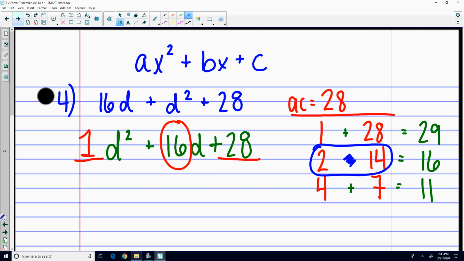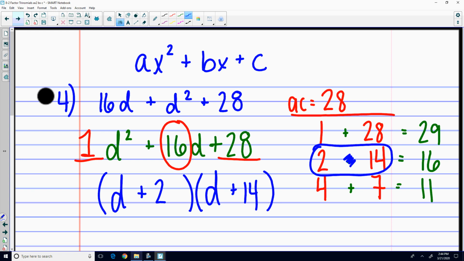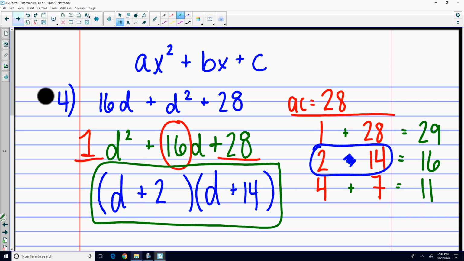So I just write my binomials. This time I use D in my problem, not X. It doesn't matter in my order. I can do 2 or 14 first, but since I wrote 2, I'm going to do D plus 2 because it was positive 2, and D plus 14 because it was positive 14. There's your final answer. Two problems to go.